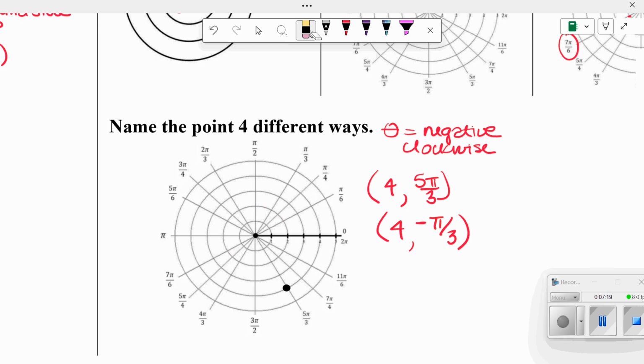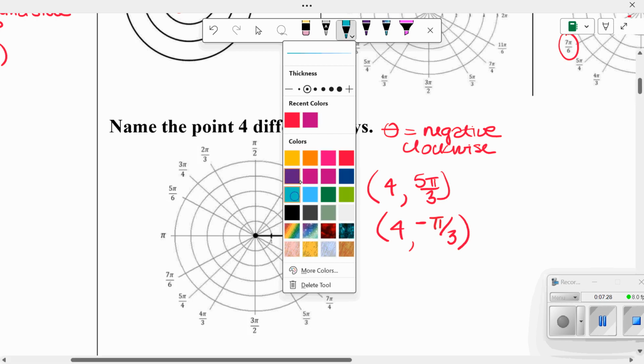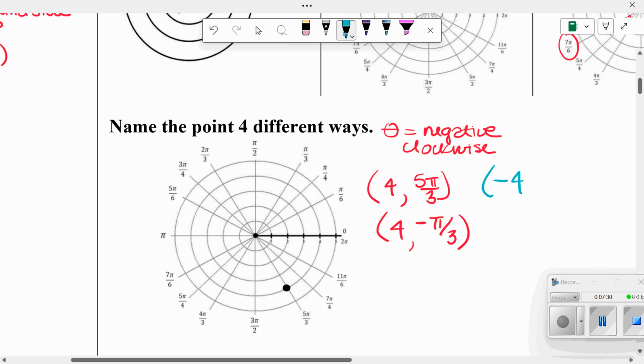Okay, now let's go into where r is negative. So if r is negative, remember it's kicking me into the opposite quad. So when r is negative, let me switch colors here so we can keep track of it. That means that I'm going to be in the opposite quad. So right now my answer's in quad 4. So I know I would have to be in quad 2 in order to be kicked into the opposite quad. So the opposite of 5 pi over 3, if I just draw it straight across here, is 2 pi over 3.